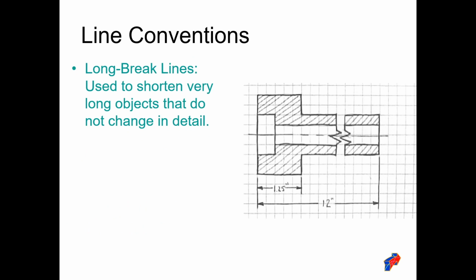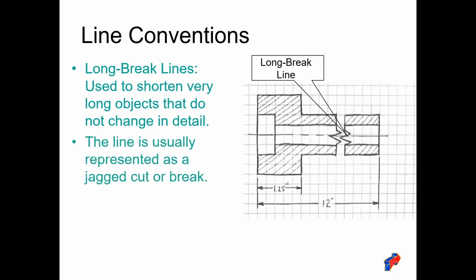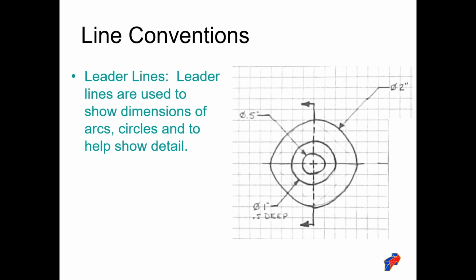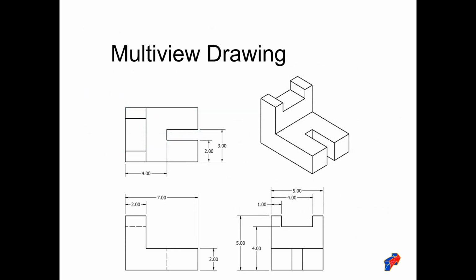A long break line is used to shorten very long objects that do not change in detail. As you can see, there are two jagged lines, which are shown on the screen now. This line is usually represented as a jagged cut or break. Leader lines are used to show dimensions of arcs, circles, and they help show detail. They are found in this drawing here, and I guess not there.